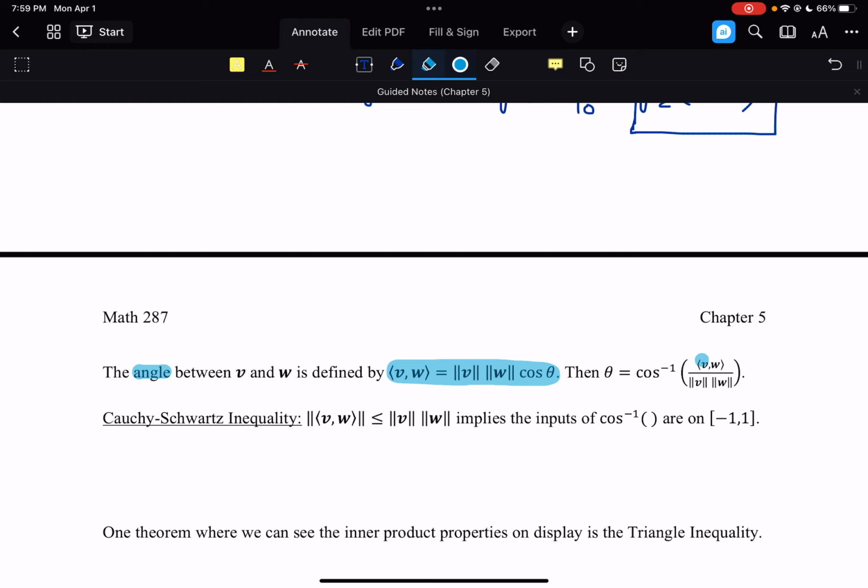This we could solve for theta, and we get theta is the inverse cosine of the inner product of v with w over the length of v times the length of w. The Cauchy-Schwarz inequality says that the length of the inner product of two vectors is less than or equal to the product of their individual lengths. This tells us that the inputs of this cosine have to be on this interval from -1 to 1 because this numerator here is going to have a length less than or equal to the denominator.